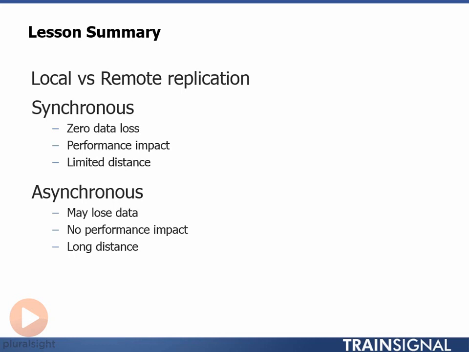Asynchronous replication works on a lazy replication mechanism, where data is often replicated at specified intervals. The lower the interval, the less data that you run the risk of losing.